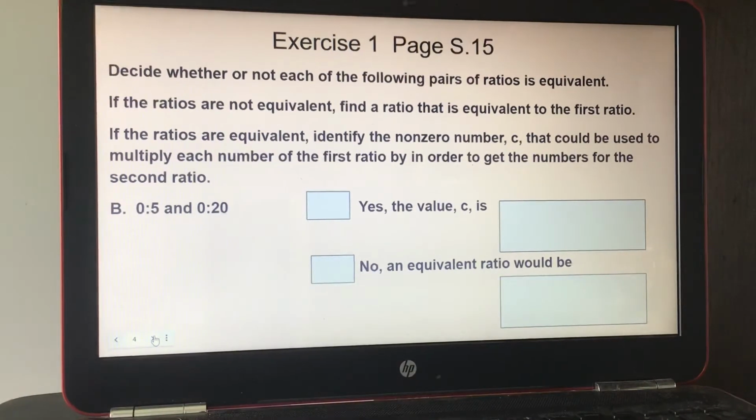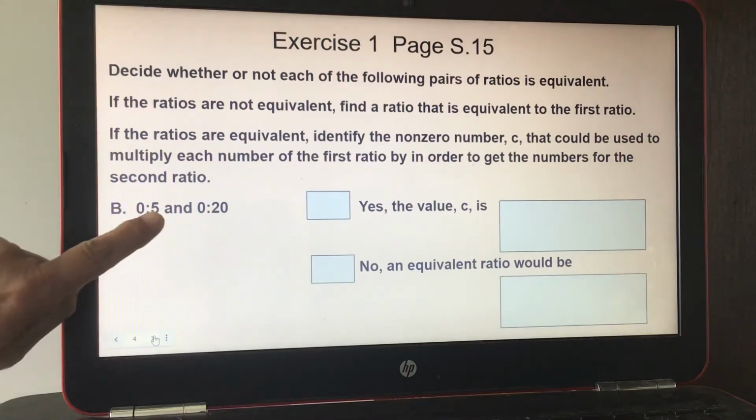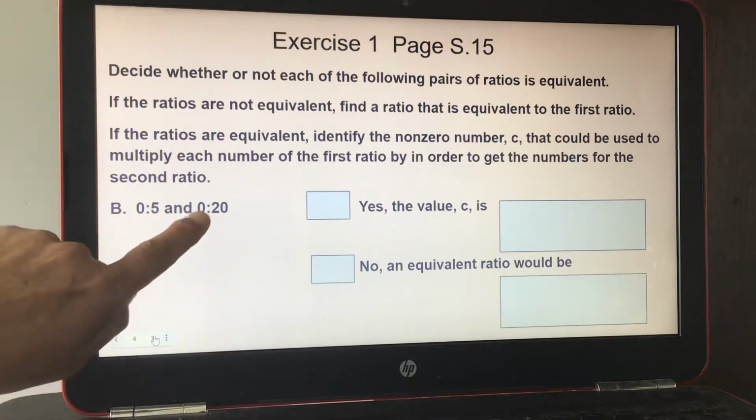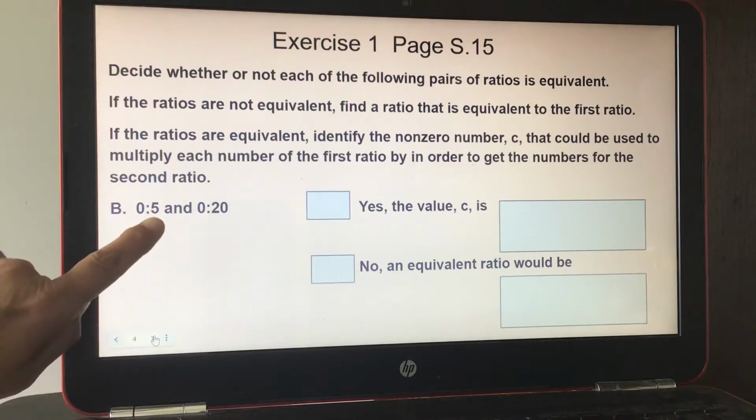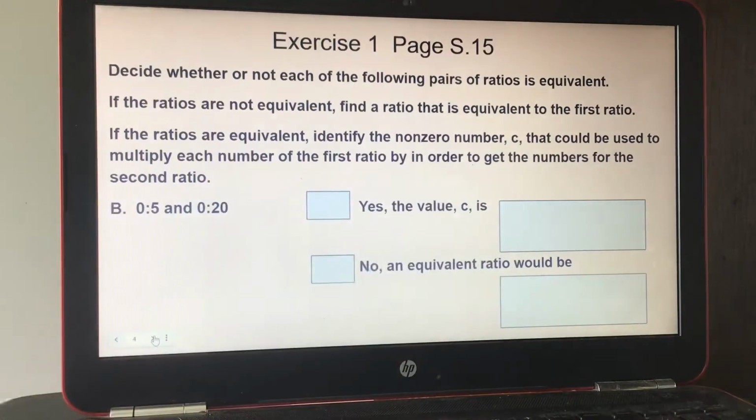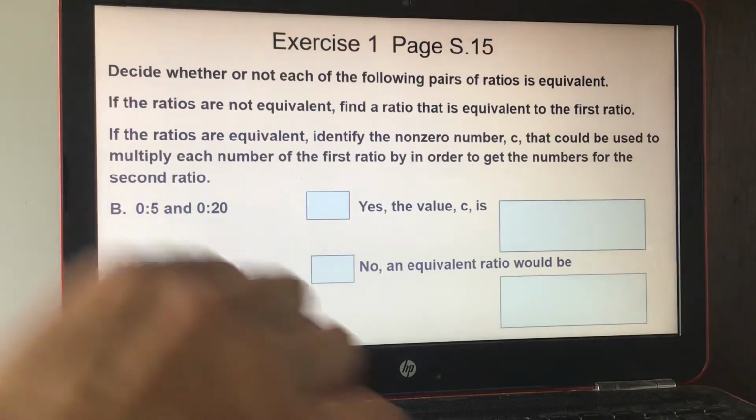Okay, here we are on page 15. Decide whether or not each of the following pairs of ratios is equivalent. It's the same thing. Okay, so B is 0 to 5 and 0 to 20. So what can I multiply 5 by to get 20? 4. So let's see. If I multiply 0 times 4, I still get 0. And if I multiply 5 times 4, I get 20. So yes, the value of C is 4. Okay?